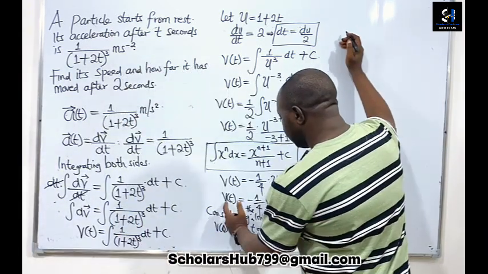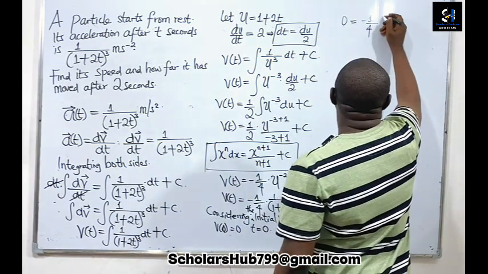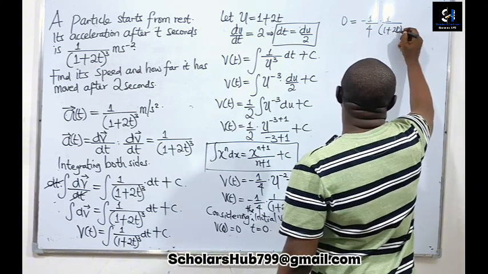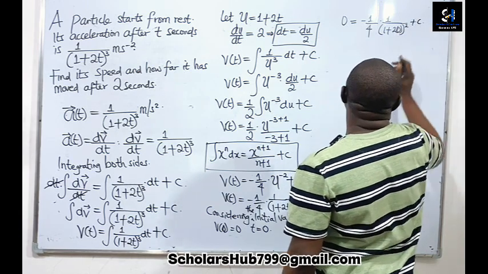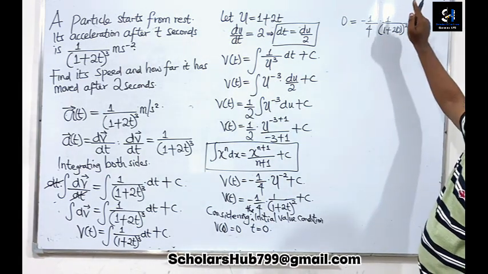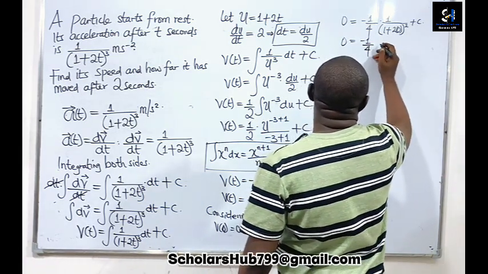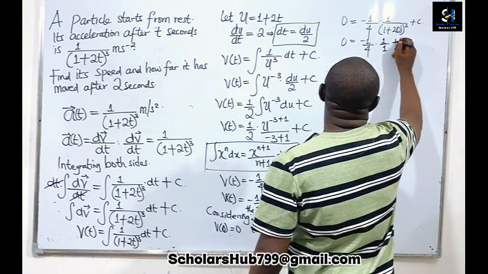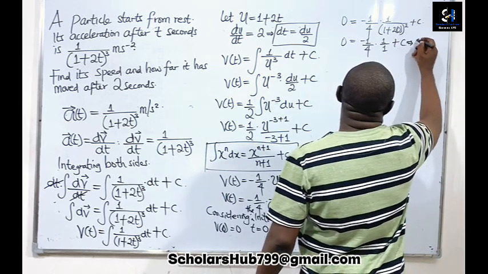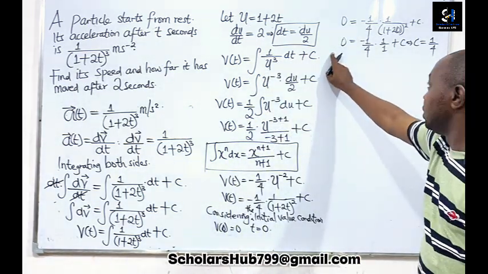So which means that when this is equal to 0, we're going to have minus 1 over 4 multiplied by 1 over (1 plus 2 times 0) raised to the power of 2, plus c. So 2 times 0 is 0, 0 plus 1 is 1, 1 squared is 1. So 0 equals minus 1 over 4 times 1 over 1, plus c. So the value of c will be 1 over 4, that is when I carry this minus 1 over 4 to the left hand side.